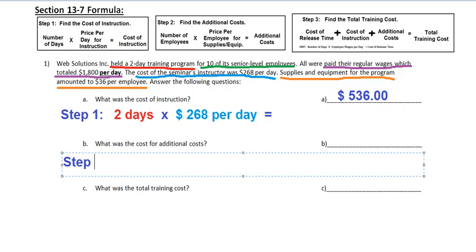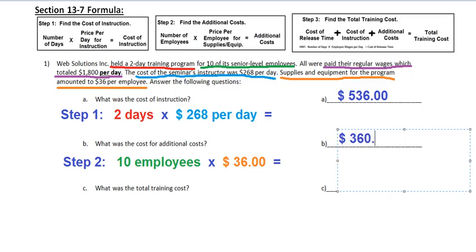Then step 2 takes us to where we need to calculate the cost for all the additional costs. So what we're going to do is take the number of employees, and there's 10 employees. You don't have to write these words out. I'm just doing it because it helps me. 10 employees, and we're going to multiply this times the price per employee for the supplies and the equipment. And the extra supplies and the extra equipment cost $36 even. When we multiply that all out, it comes out to being $360.